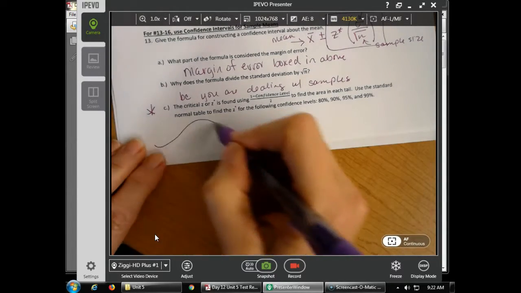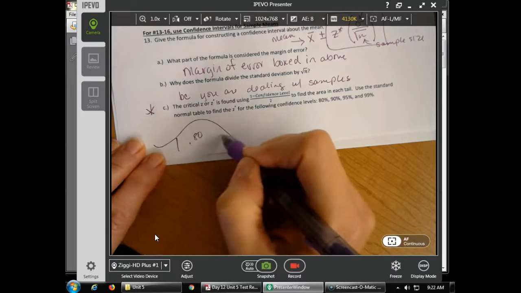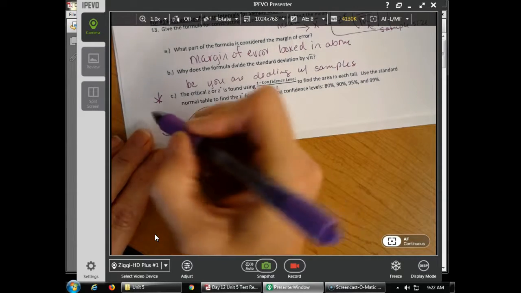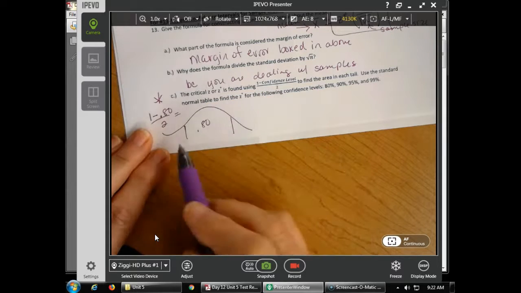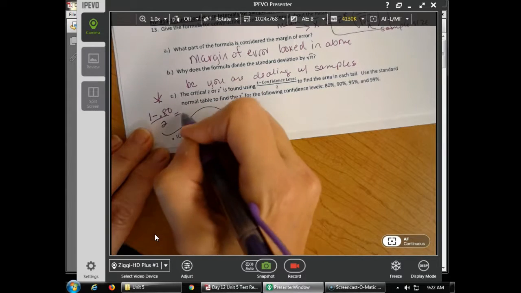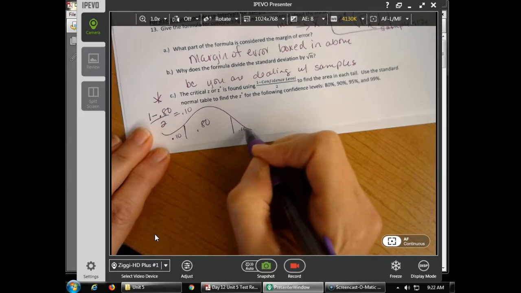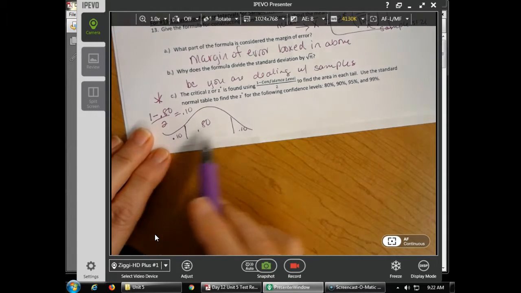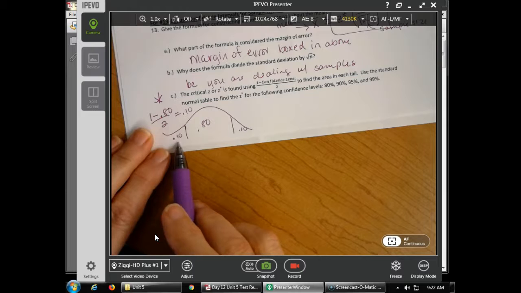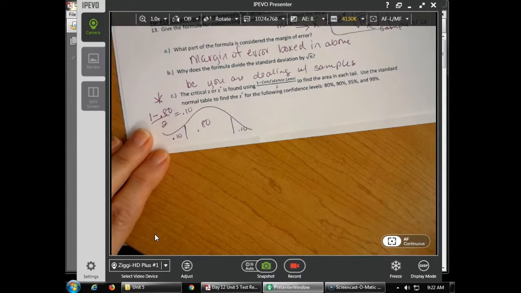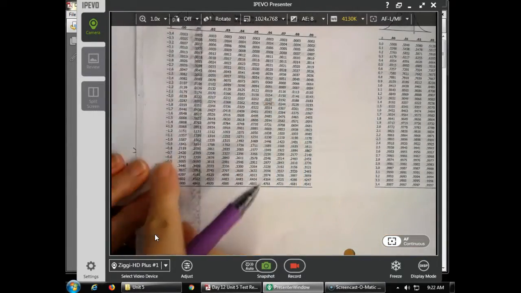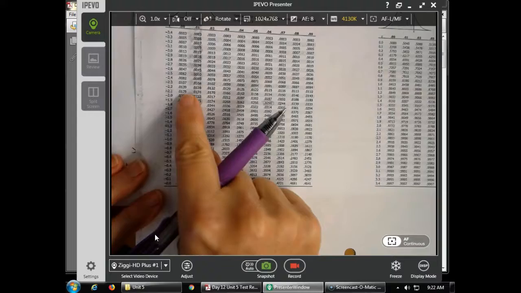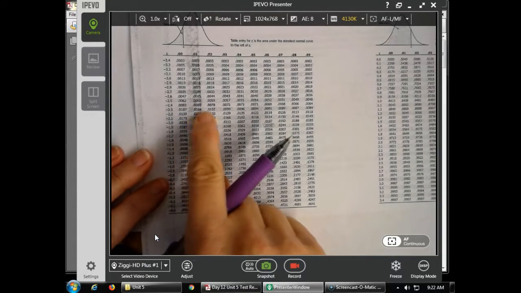So 80% is in the center. The little formula says use 1 minus 0.80 divided by 2, and that's going to give us 10% in each of these little tails. So I have to look up 0.10 as an area in the table. These are my areas, and here, guys, these are my z's. So I'm going to look up 0.10, go as close as I can get.